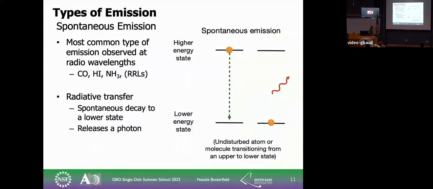Okay, so to go through each one of these in a little bit more detail. So spontaneous emission, that's where you just get a spontaneous decay from this upper state to the lower state, emitting a photon. So this is the most common type of emission that you get at these radio wavelengths, and it's tied to a lot of different spectral lines. So for example, CO, ammonia, HI, radio recombination lines, which I'll get into a little bit later in my talk, all of these will emit by spontaneous decay. So this is where they spontaneously decay to this lower state and emit the photon.